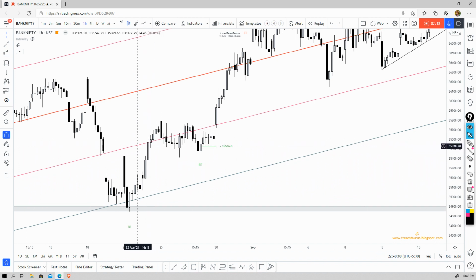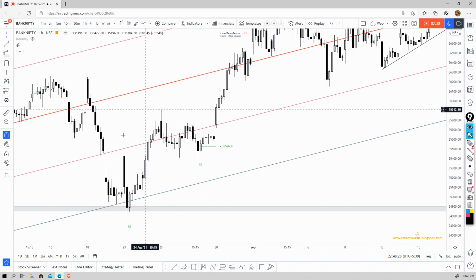This is your target, this line here, because I'm a pitchfork trader. I use pitchfork to identify my trades. So this is my target, this is where I look for my possible targets. Once this hits, I will exit from my trade. I will book my profit here.